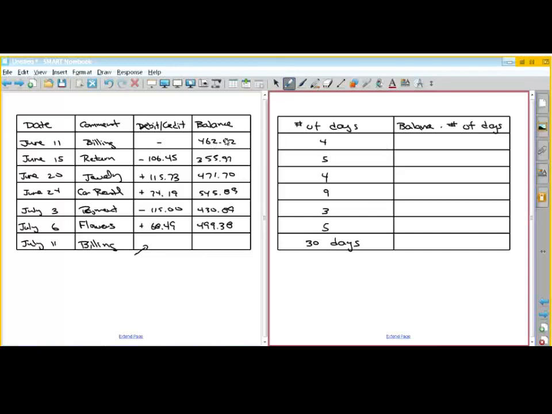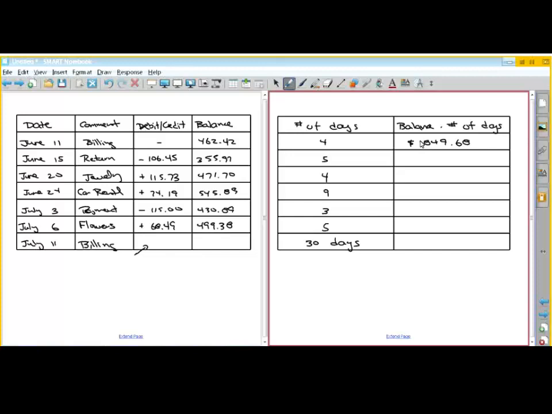30 days. Okay. So now what we're going to do is take this balance, multiply by 4 days. So we have a balance of this for 4 days. We have a balance of this for 5 days. And you just multiply those numbers together. That's why it's all done by computer, because it gets tedious, but it's good to do it one time just to understand what is going on.